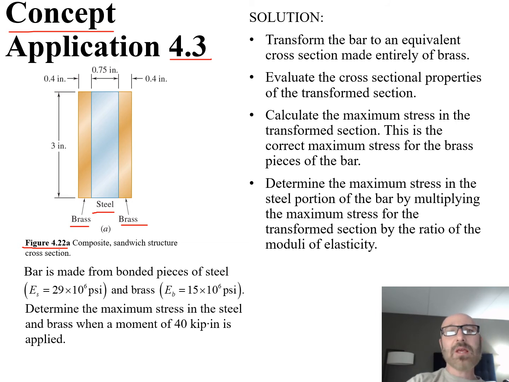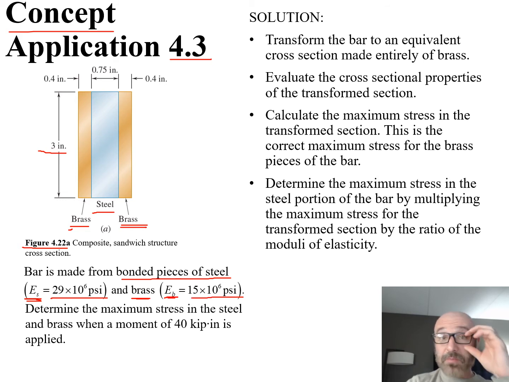All of them have the same length, 3 inches long. But we can see that we have 0.4 inches as the thickness for our brass on either side, and the thickness of our steel in the center is 0.75 inches. What does the problem statement tell us? Well, the bar is made of bonded pieces of steel and brass, and it gives us our moduli of elasticity. For steel, our E sub S is 29 times 10 to the 6 psi, and for brass, our E sub B is 15 times 10 to the 6 psi. They're both in psi, so we have our moduli of elasticity for both materials within this composite sandwich structure.